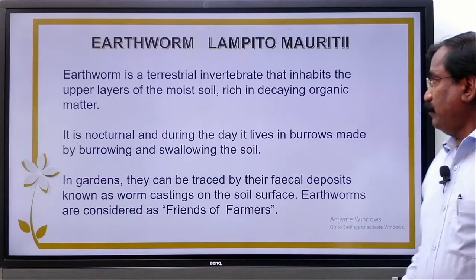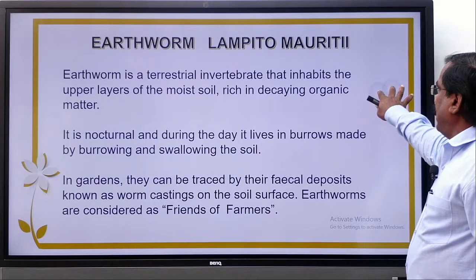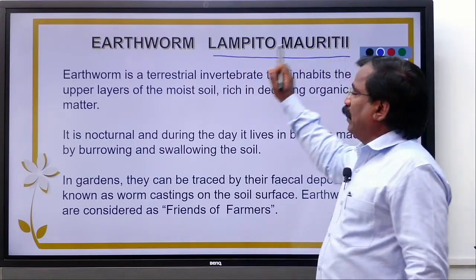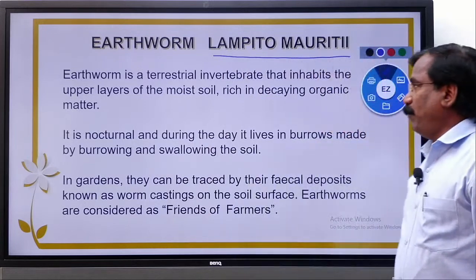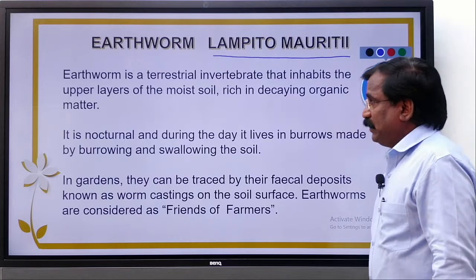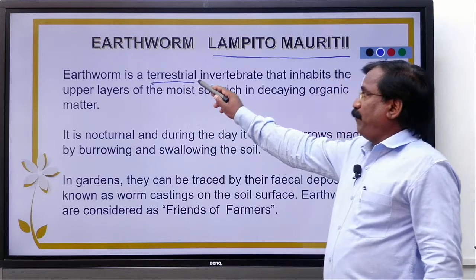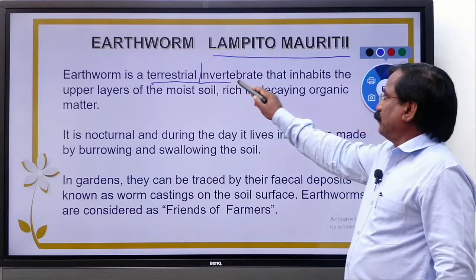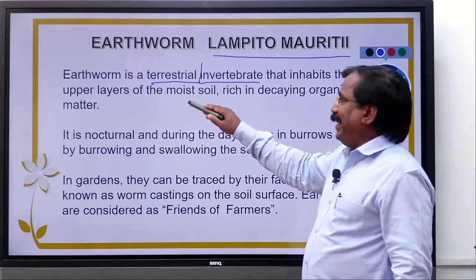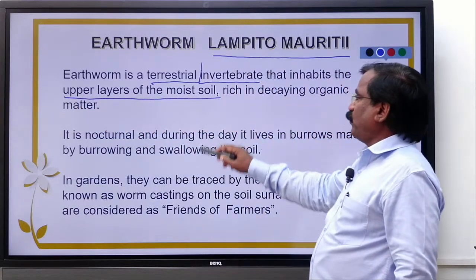The binomial of the earthworm is Lampito mauritii. So what are the characteristic features? It is a terrestrial invertebrate, and it lives in the upper layers of the moist soil.